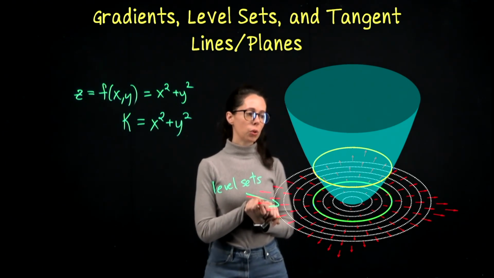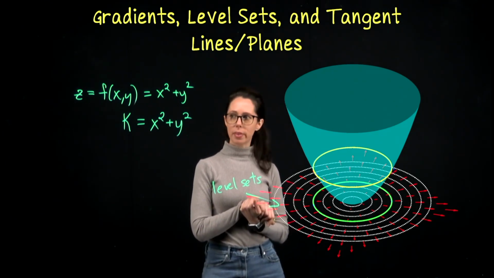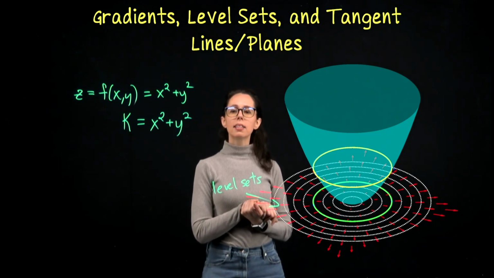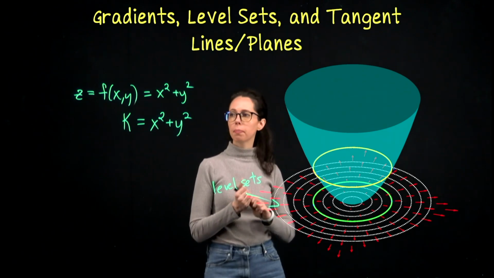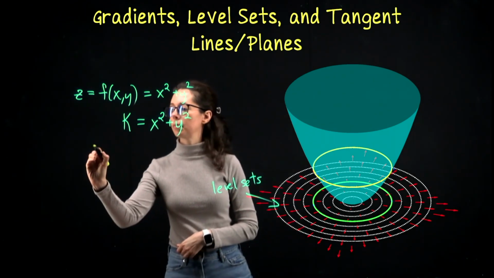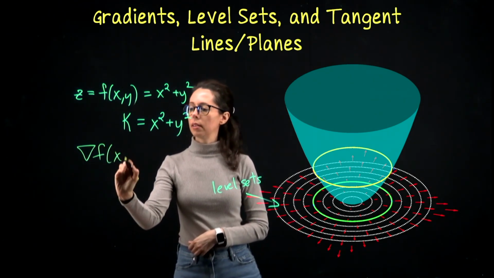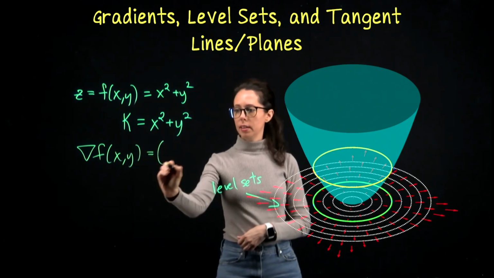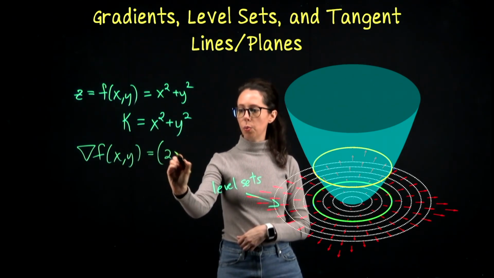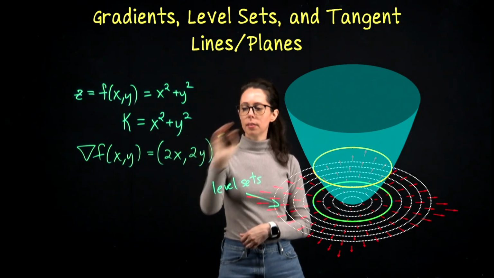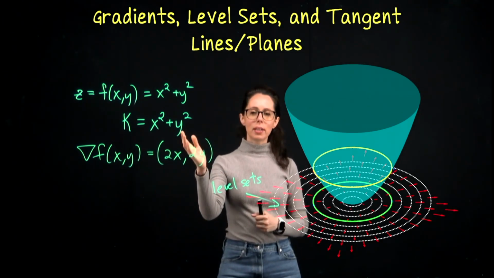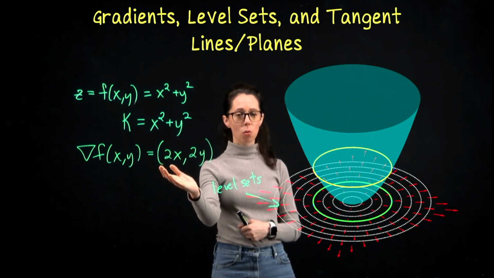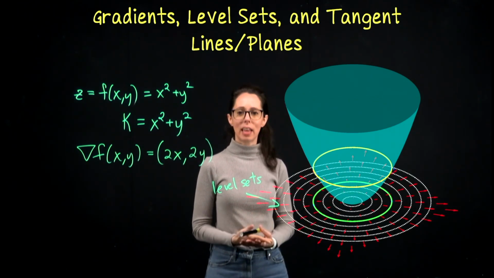Okay, the other thing I want to mention in this picture with this specific function before we move on is what the gradient of f looks like, in particular where we should picture it. So here, the gradient of f is the vector 2x, 2y. Let me give you a moment just to think about this. What is the dimension of this? Where in this picture does it live?